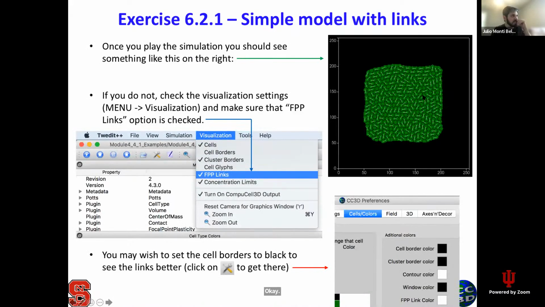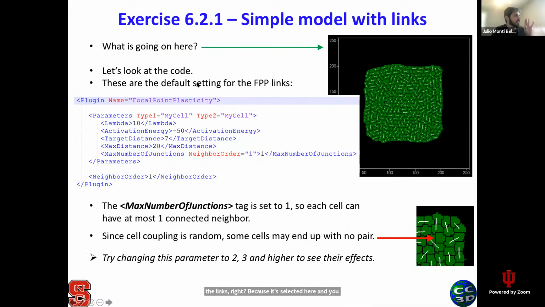So let's talk about it. You can see the links, right? Because it's selected here. So what's going on here? Okay, let's look at the code, okay? These are the default settings for the FPP links. Between my cell type you should have 10, -50, 7, 20, 1, and 1, okay? So you notice that the maximum number of junctions tag is set to 1. That means that the cells can only have up to one pair of neighbors connected with a link, okay?